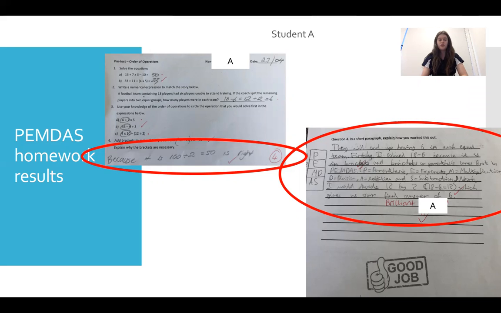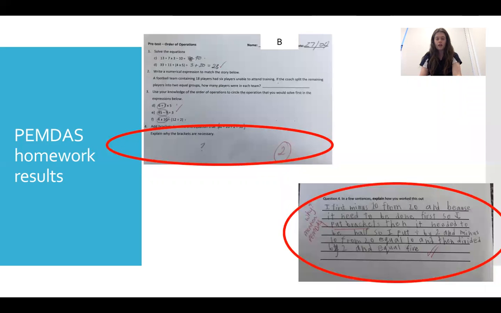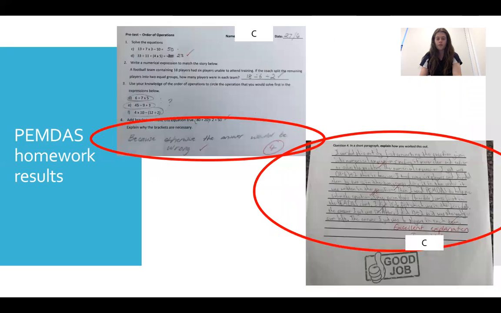It is clear that with students A, B, and C, their explanation has vastly improved from the pretest and in-class activities. So on the screen, I have an example of student A, who vastly improved their explanation. Here's student B, and that's student C. So all showing great improvement in explanation and knowledge.